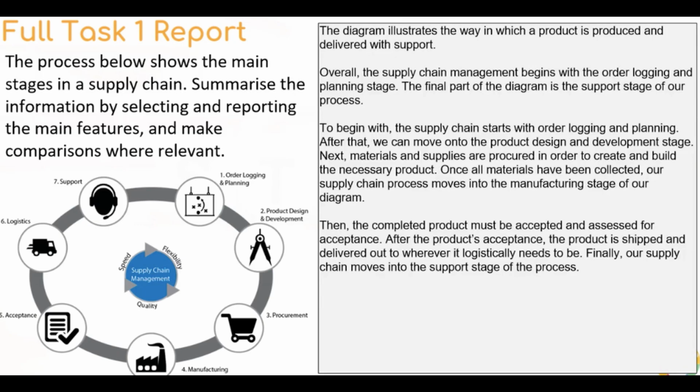After that, we can move on to the product design and development stage. Next, materials and supplies are procured in order to create and build the necessary product. Once all materials have been collected, our supply chain process moves into the manufacturing stage of our diagram. Then, the completed product must be accepted and assessed for acceptance. After the product's acceptance, the product is shipped and delivered out to wherever it logistically needs to be. Finally, our supply chain moves into the support stage of the process.